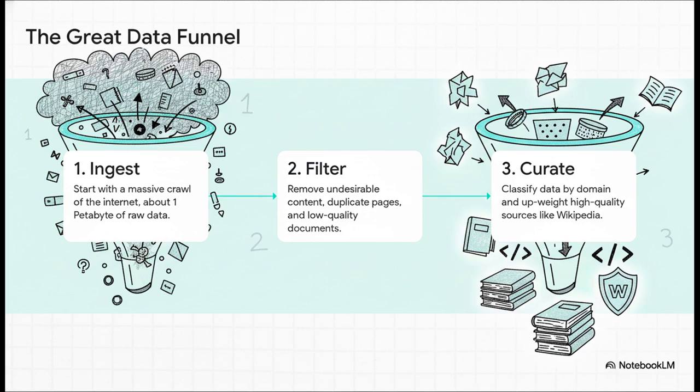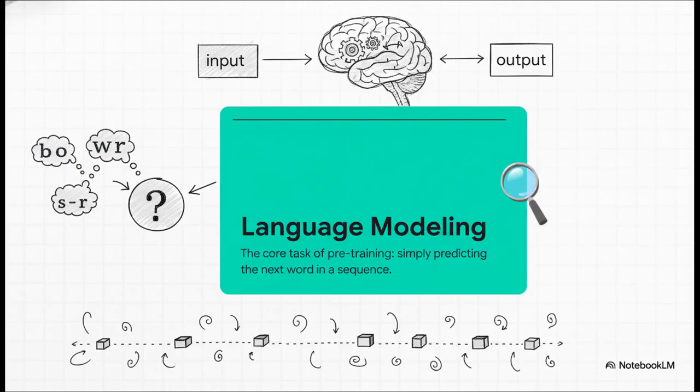They start by sucking in about a petabyte of data. Then comes the really hard part, filtering. You've got to get rid of all the undesirable content, the duplicate pages, and just the low-quality junk. Finally, that data is curated, which means high-quality sources like code, books, and Wikipedia are given more weight. So what is the model actually doing with all this beautifully curated data?